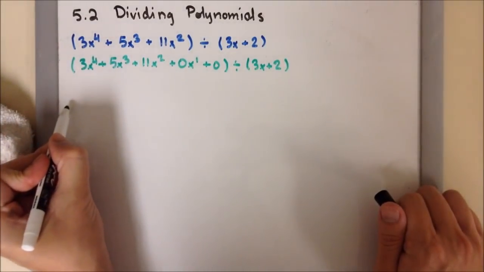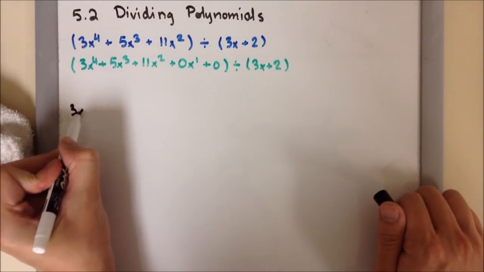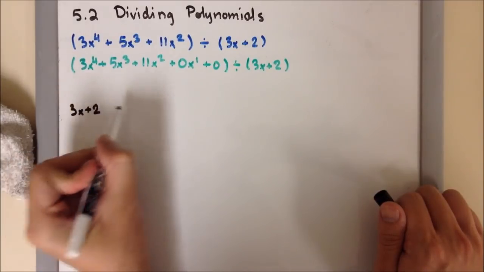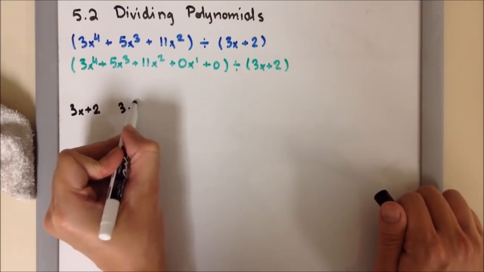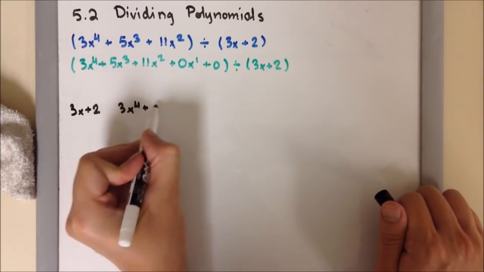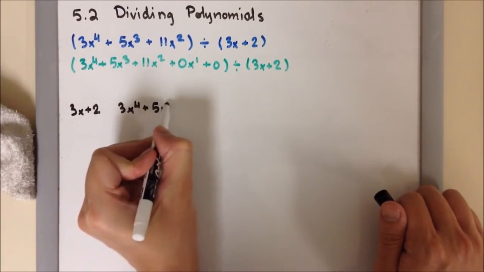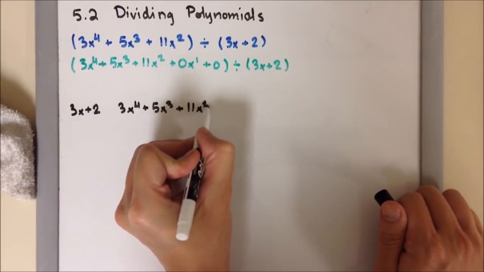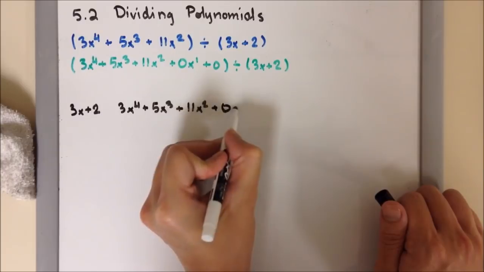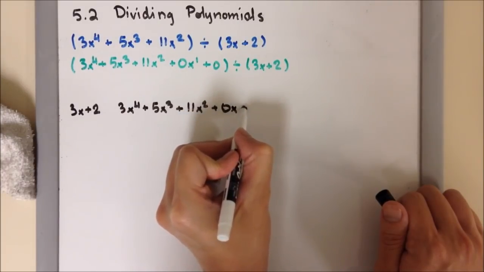So my divisor will be right here, 3x plus 2. And then my dividend will be inside, so 3x to the fourth plus 5x to the third plus 11x squared plus 0x to the 1 power plus 0.